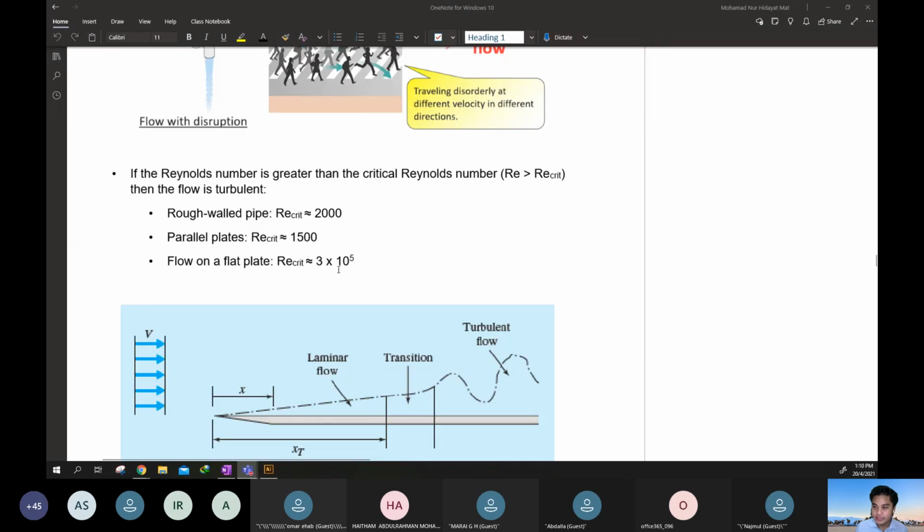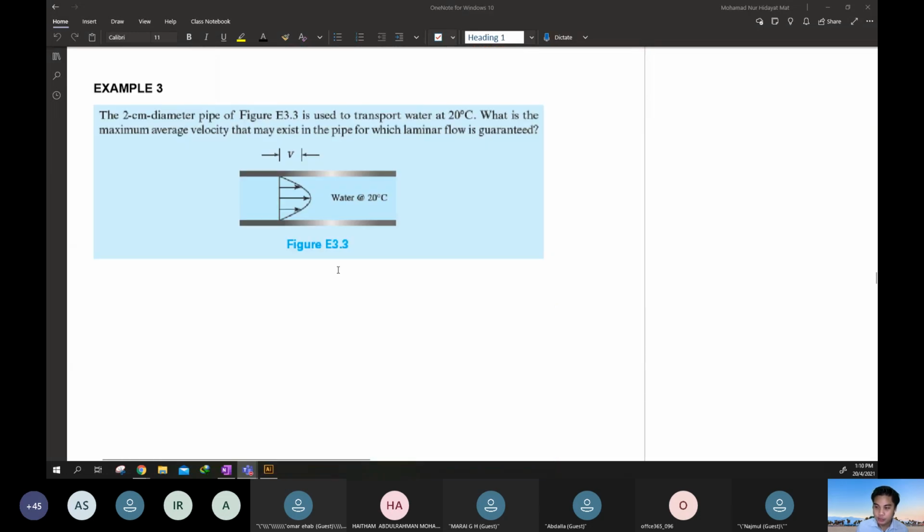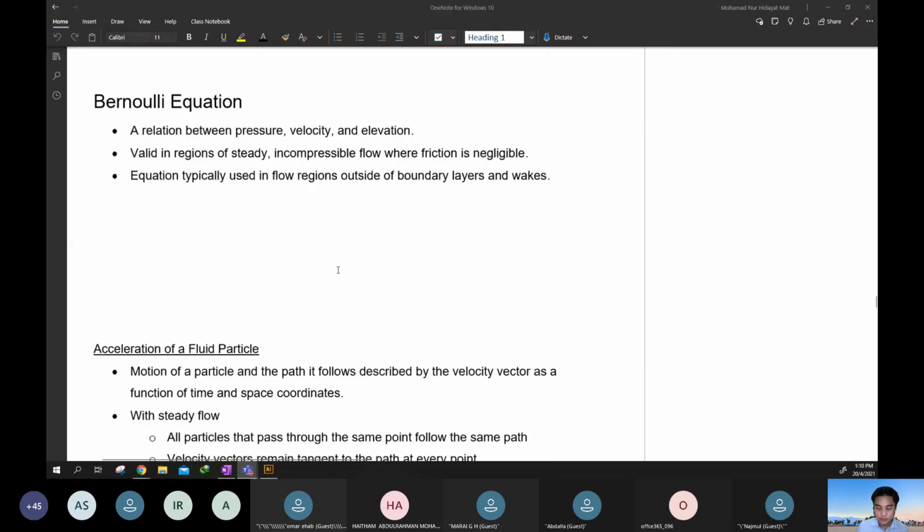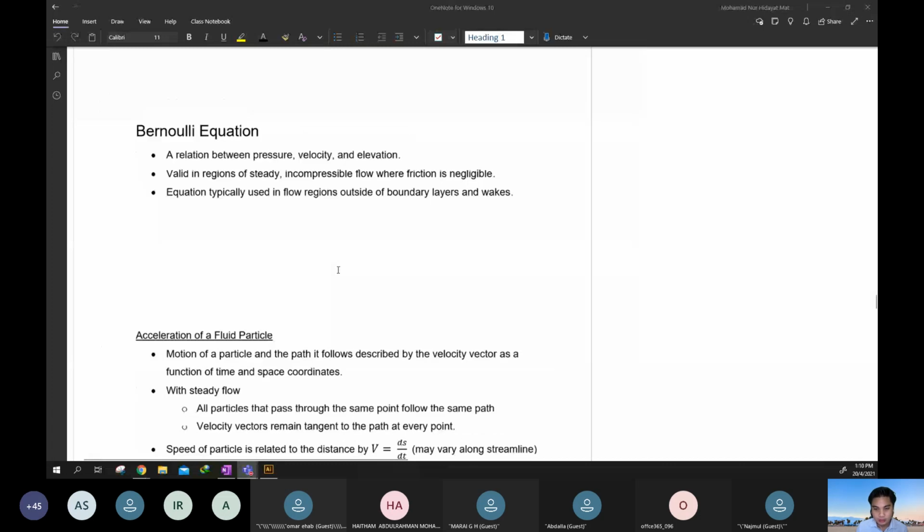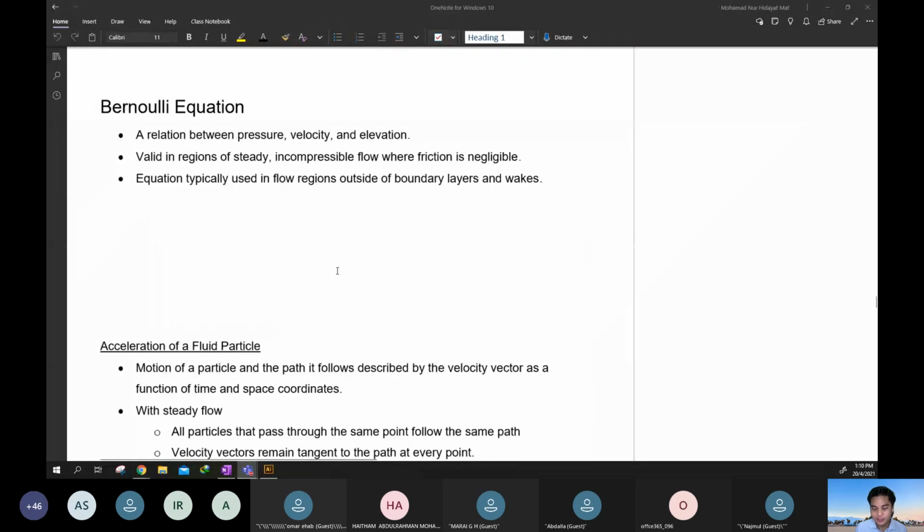For today's session, I'm going to cover the Bernoulli equation. This is the most important part in fluid mechanics. After you finish the course, you should know what the Bernoulli equation is. So what is Bernoulli? Have you ever heard, during your primary or secondary school, what Bernoulli is? Have you ever heard of Bernoulli before?